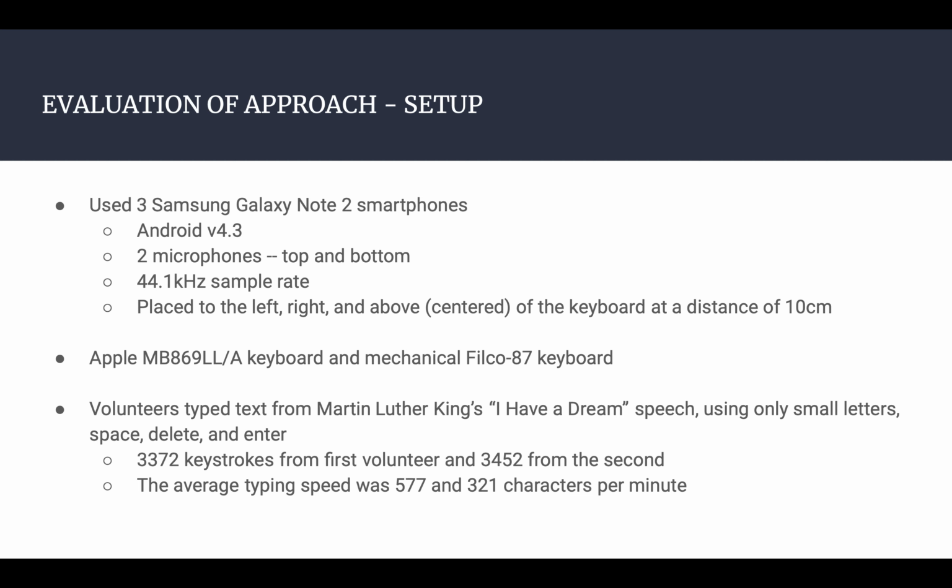The first volunteer had 3,372 keystrokes. The second volunteer had 3,452 keystrokes. And the average typing speed of the first volunteer was 577 characters per minute, and the second one was 321 characters per minute. So as we'll see from the results, the attack works with pretty fast typers here, with those falling into the average, and the fastest typers generally being 600 to 800 characters per minute.